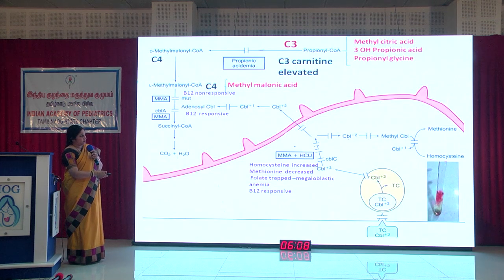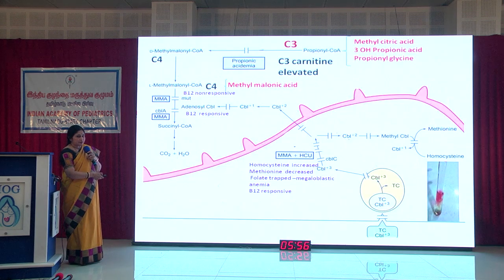Elevated. And methionine levels will be decreased. In addition, folate is necessary for this methylation. When there is folate trap, you get megaloblastic anemia. The patient presents with megaloblastic anemia. When there is megaloblastic anemia, the block is here. When the child presents with homocystinuria and megaloblastic anemia, you have to think that the block is here.